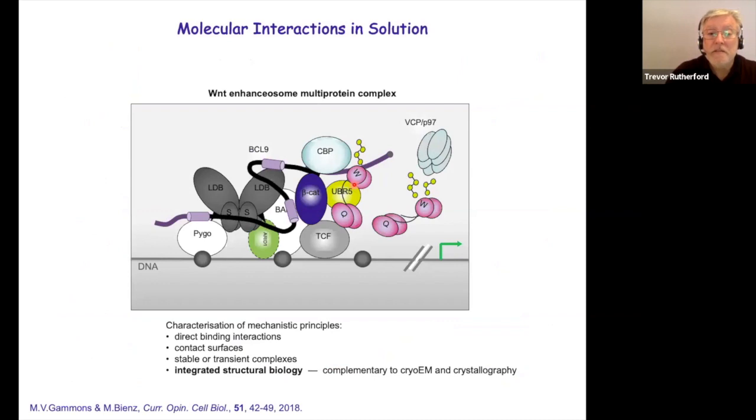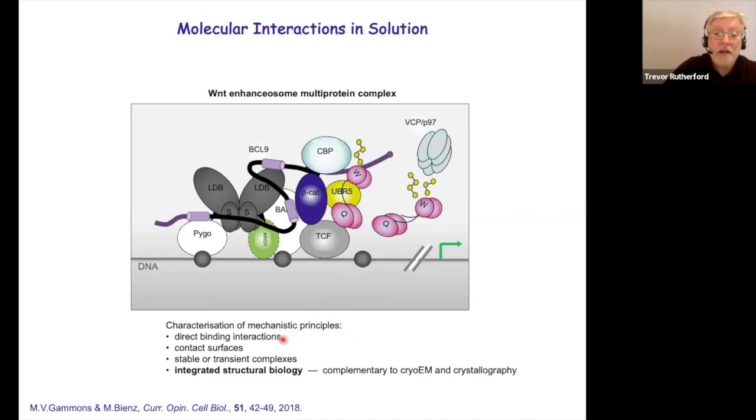The sort of context that I've been doing a lot of my work on in the last few years is looking at a complex like this. It's a multi-protein assembly that is the focus of interest of Marianne Bientz's research group in LMB. It's a transcriptional activation complex called the Wnt enhanceosome. And rather than looking at the entirety of this complex as it is assembled, we can look at binary components and look specifically at how they interact. We get a lot of domain swapped homodimers forming in this case, and we can look at these processes with NMR and really get a mechanistic principle on how a complex like this assembles.